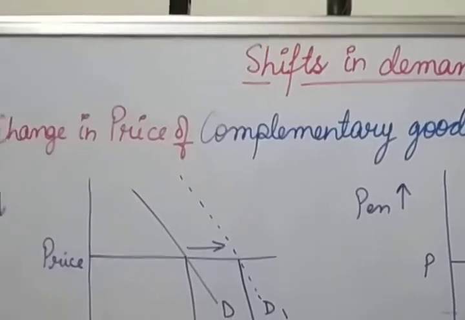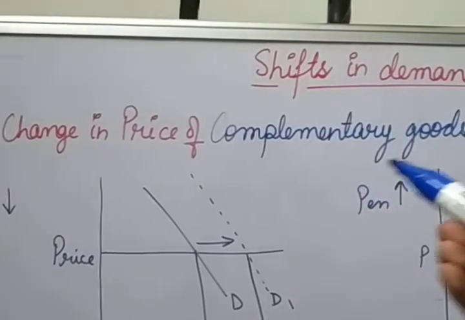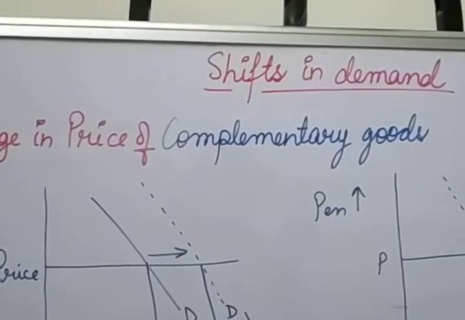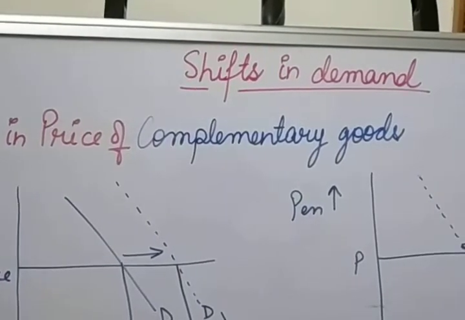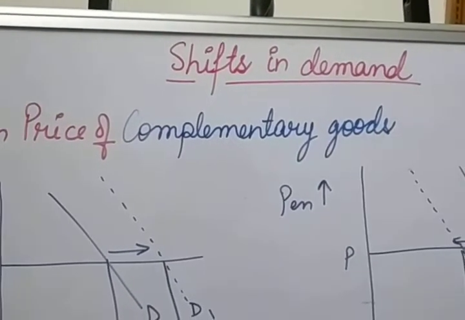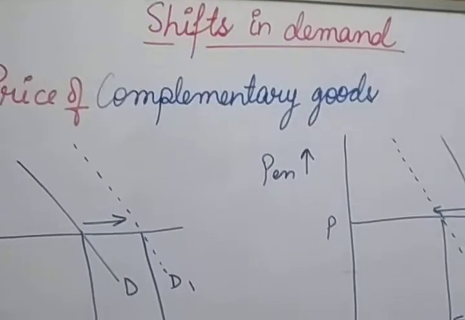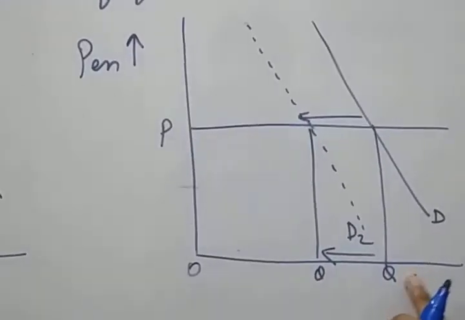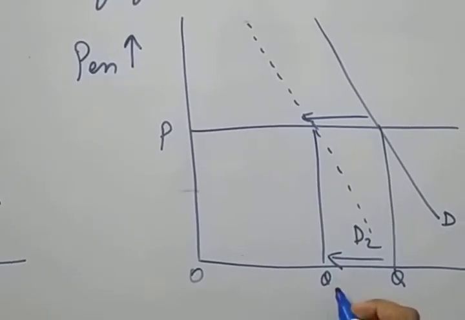Now the next change we will discuss is the change in the price of complementary goods. Complementary goods are those goods which are used together. Without one commodity, the other is of no use. An example is pen and ink. Similarly, I am taking the example over here. This is the quantity of ink.